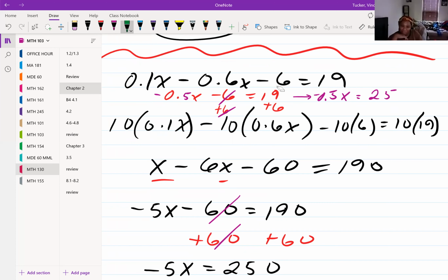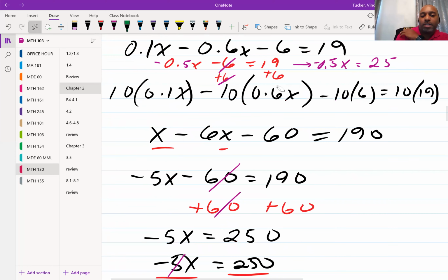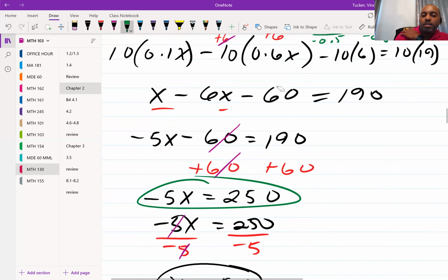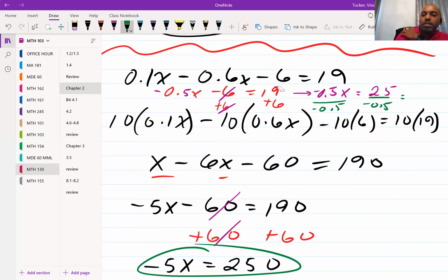So now I'm looking at -0.5x equal to 25. And you notice that's similar to what we have right here, just that the decimals are involved. So now divide by -0.5. And that'll be your -50. Oh, okay. So it's the same thing if you keep the decimals.